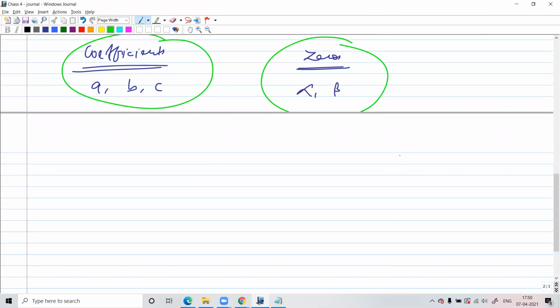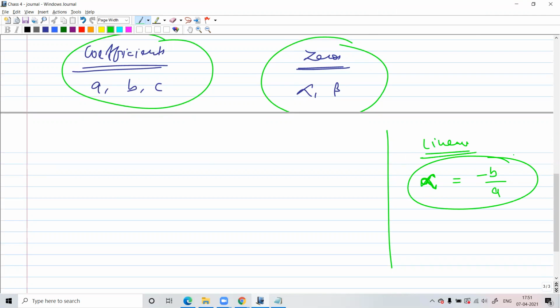Okay. Just take you back to the linear polynomial. For linear, what happened? There was only one zero. So let that be alpha. There'll be no beta, only alpha. And that alpha was equal to what? What was the formula we had derived? Minus b by a. So there was only alpha, and that has a relation with the coefficients a and b. And that relation is alpha is equal to minus b by a.